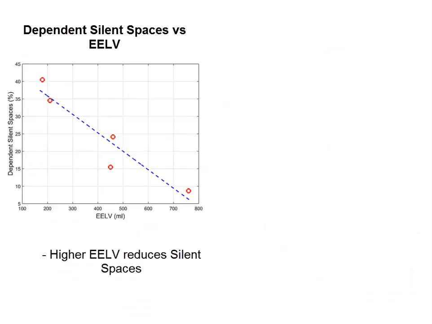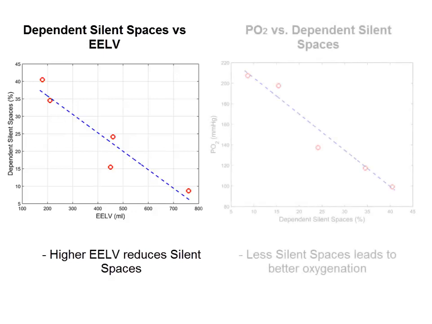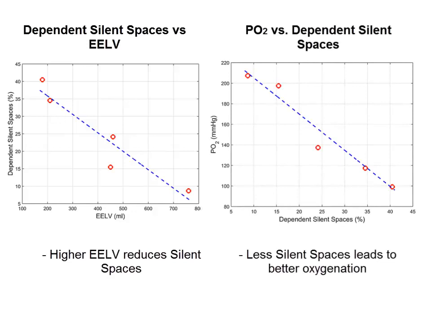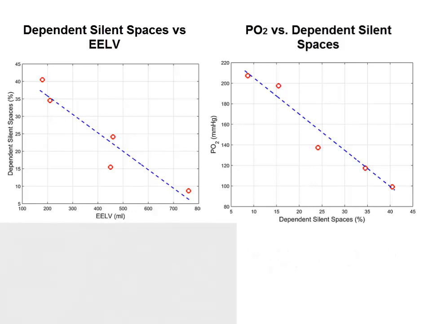Here we are presenting the rather strong correlation between the changes in the dependent silent spaces and the end expiratory lung volume as measured by the ventilator. The higher the end expiratory lung volume, and thus the functional lung size for ventilation, the lower the silent spaces. Furthermore, the partial pressure of oxygenation improves as the silent spaces become smaller. The partial pressure of oxygenation of 100 millimeters of mercury doubles as silent spaces decrease from around 40 to 10%.